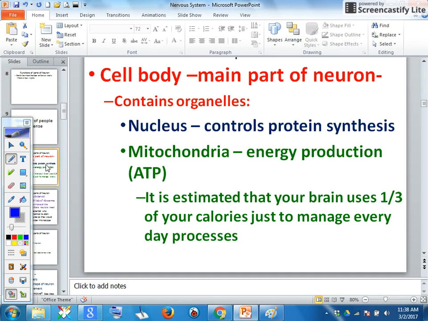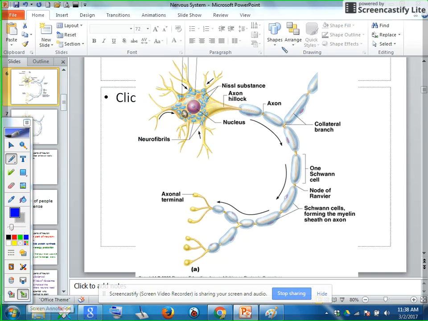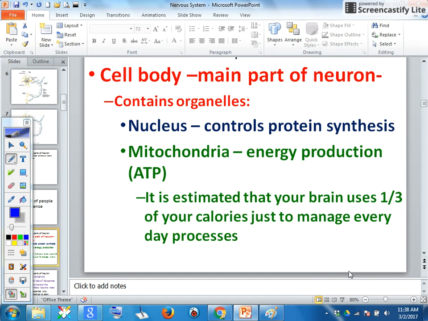Okay. In the cell body is this main part of the cell. Here's your cell body. And in intermediate school or in 9th grade, you labeled all the parts of a cell. Here is your typical cell. It has all the organelles. And all those organelles include the neurofibrils and the nucleus and the mitochondria that you labeled earlier. So let's take a look at what those cells organelles do.